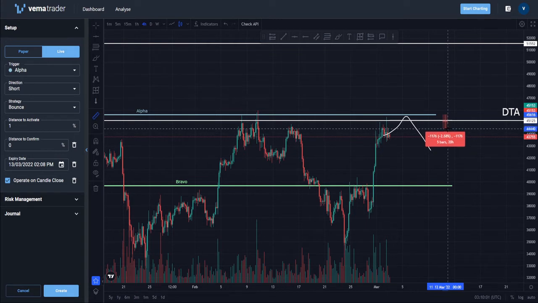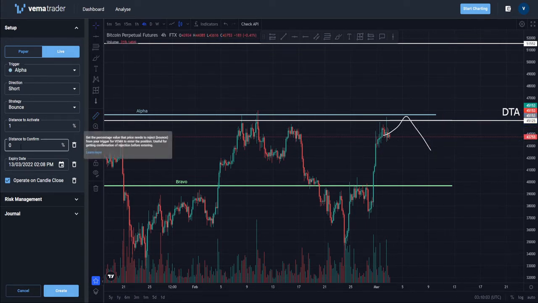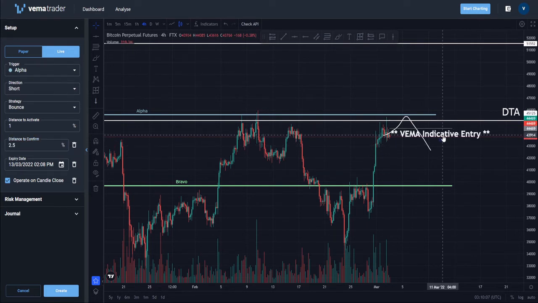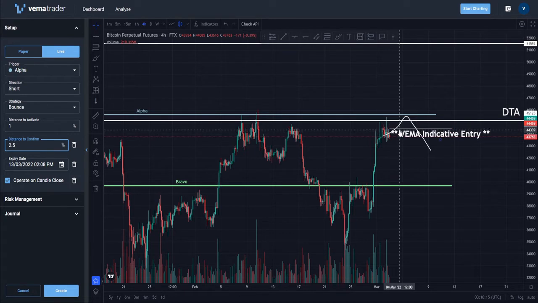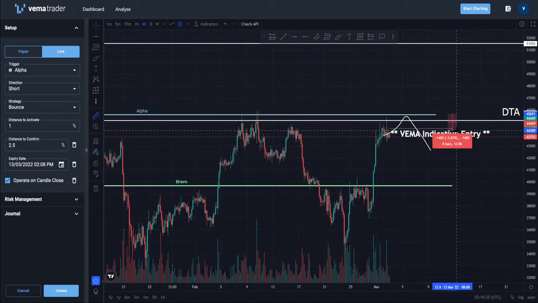So I'm going to go with a 2.5. I feel like that's a good amount. 2.5% distance to confirm. We'll hide this one again. So you can see this. See how the indicative entry just moved down? That's because now the highest possible price that VEMA would enter that is at this 2.5% below alpha.